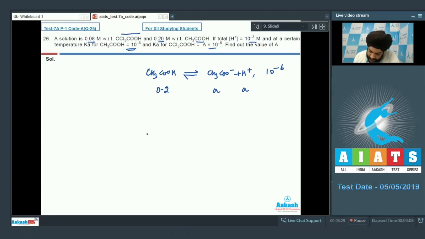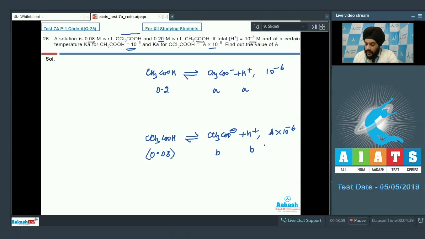And if we talk about the dissociation of CCl3COH, which is the trichloroacetic acid, it dissociates into CCl3COO minus and H plus. The Ka value given to us is A into 10 to the power minus 6. So we can have the dissociation of 0.08 molar. It is dissociating to give us, let's say, B amount of the ions on the right hand side. Now students, both of them are allowed to come simultaneously to equilibrium. So the H plus ion concentrations have to be added in both these reactions.